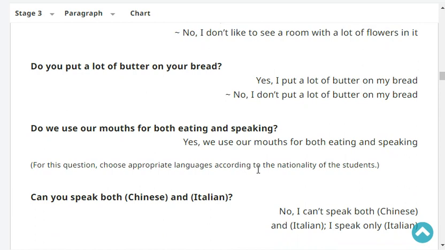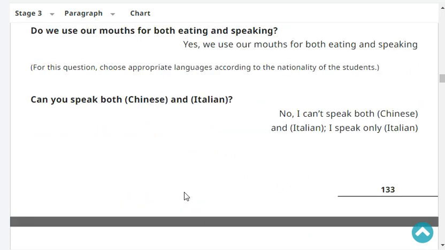Do you put a lot of butter on your bread? Yes or no? No, I don't put a lot of butter on my bread. Do we use our mouth for both eating and speaking? Yes, we use our mouth for both eating and speaking. And drinking also, that's correct.